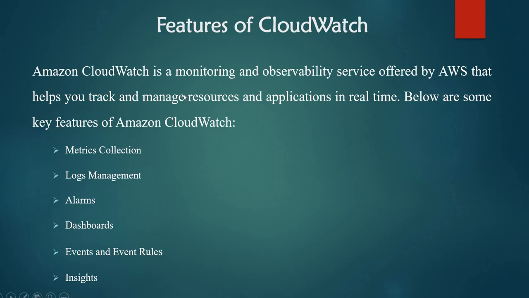To the features of CloudWatch. Amazon CloudWatch is a monitoring and observability service offered by AWS that helps you track and manage the resources and applications in real time. Some of the key features are metrics collection, log management, alarms, dashboards, events and event rules, insights, and more like that. So let's see one by one.